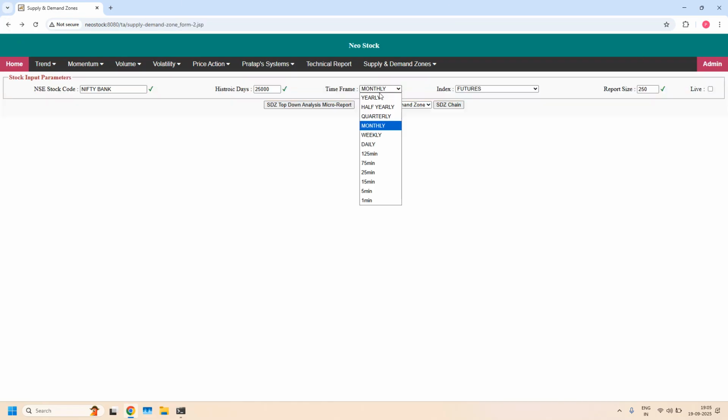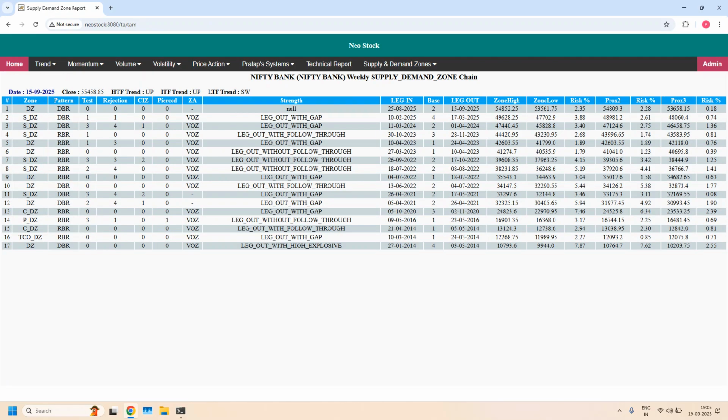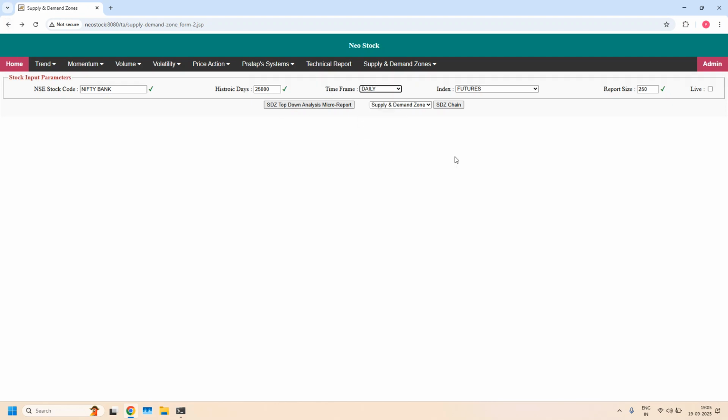Next, generating a weekly supply demand zone chain for Bank Nifty. Next, generating a daily supply demand zone chain for Bank Nifty.